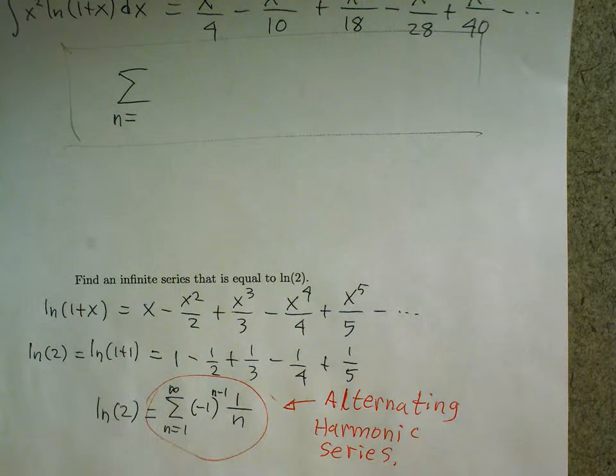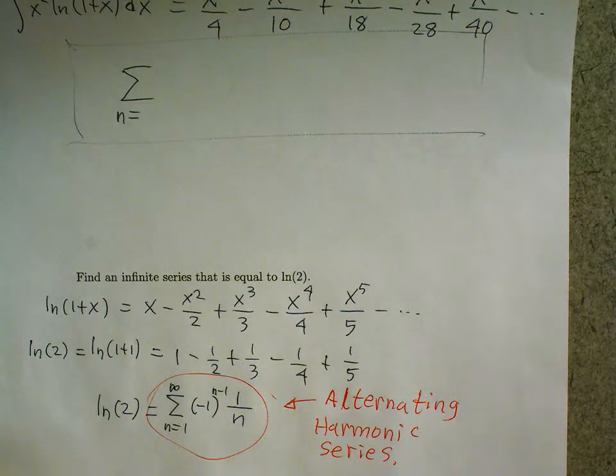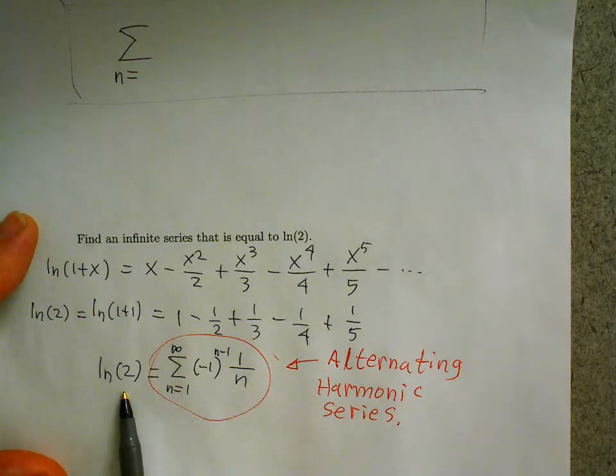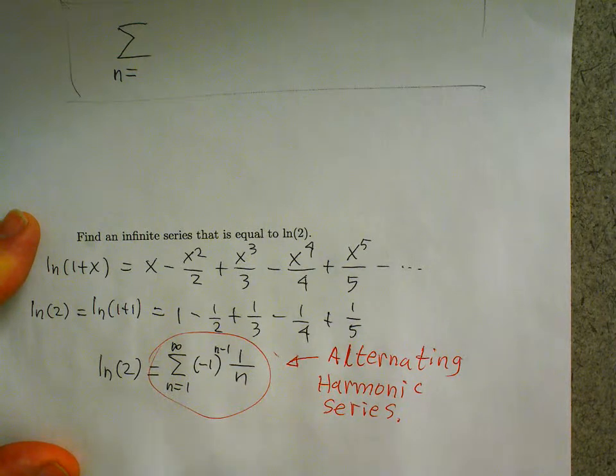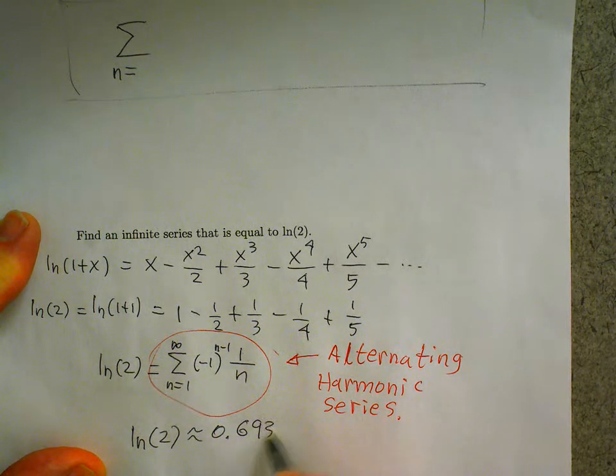So a few days ago, we showed that the alternating harmonic series converges, whereas the harmonic series diverges. And the alternating harmonic series converges to the natural log of 2. So you might remember in algebra, the natural log of 2 was a number that came up pretty frequently. The decimal approximation for the natural log of 2 is 0.6931471806, and so on.